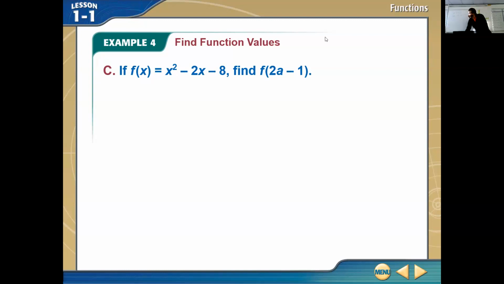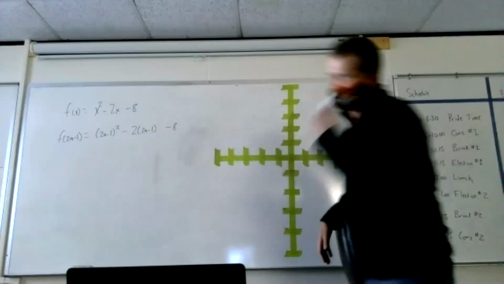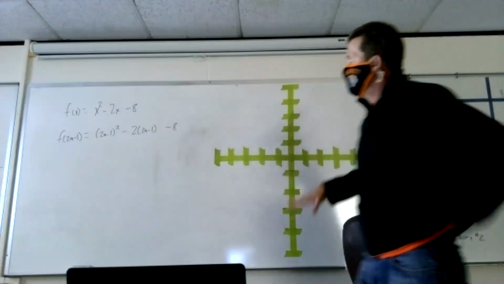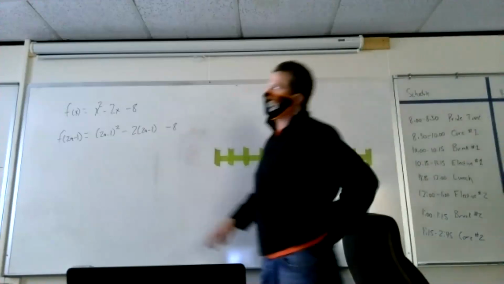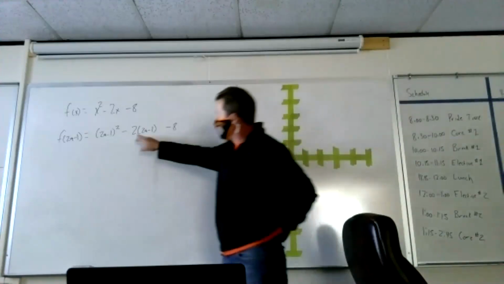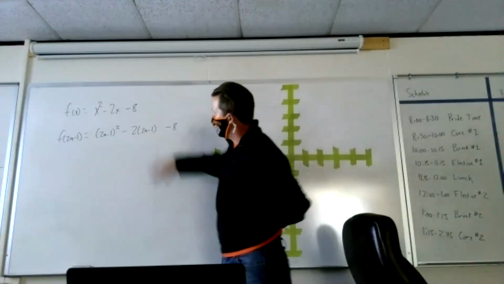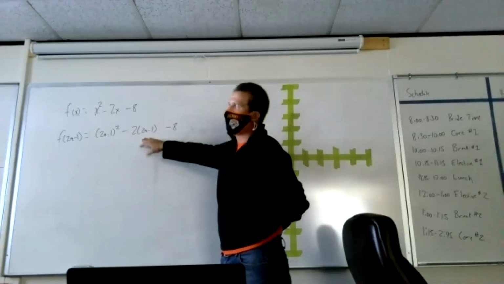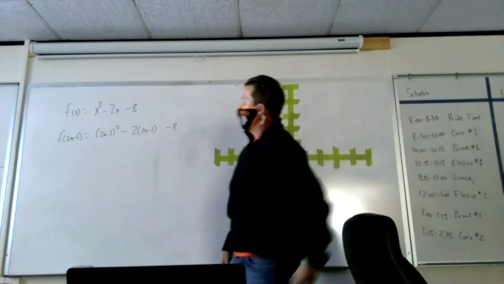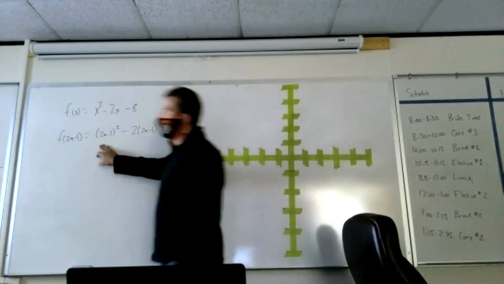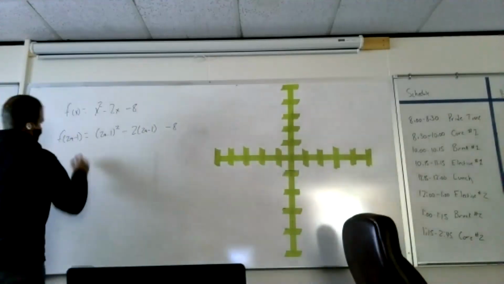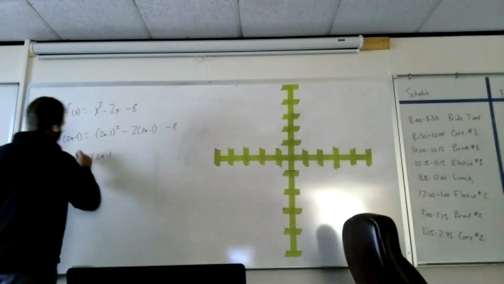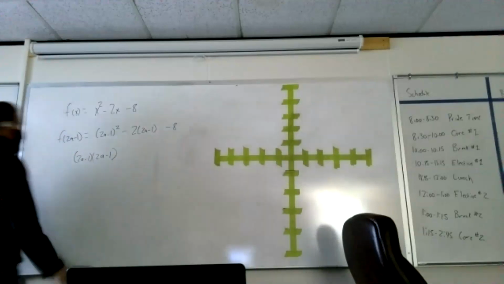Let me stop the share so you can see me actually work through it. Okay, so we're dealing with this. Our -8 is going to stay, it's our constant, pretty easy. For 2 times the quantity of 2a minus 1, we have to use the distributive property. Here, we have to FOIL. So we have 2a minus 1 times 2a minus 1, and we're going to FOIL it out.